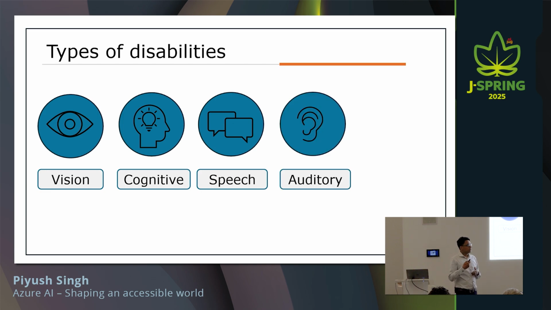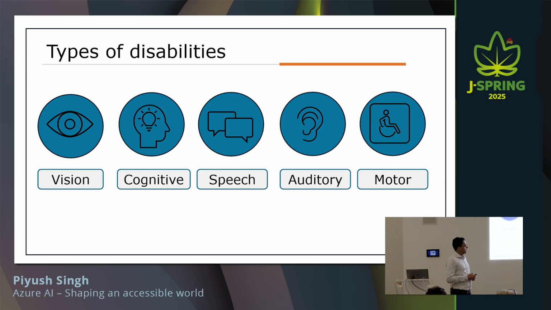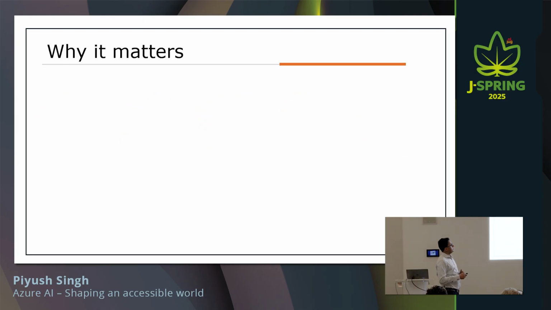The hearing impairment, that's the auditory one, and the last one is any sort of motor impairment. So that's like people using wheelchairs or crutches or having some sort of injury which is restricting movement of their muscles. Now, if we try to understand why it matters, essentially, right? Why are we even talking about this?